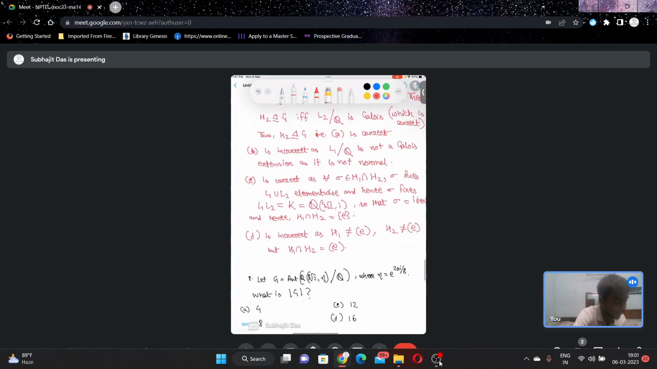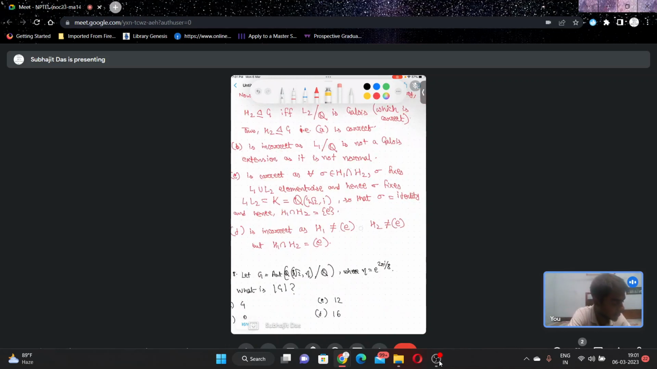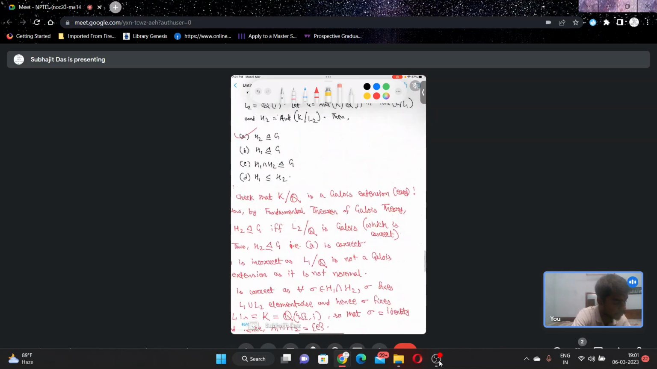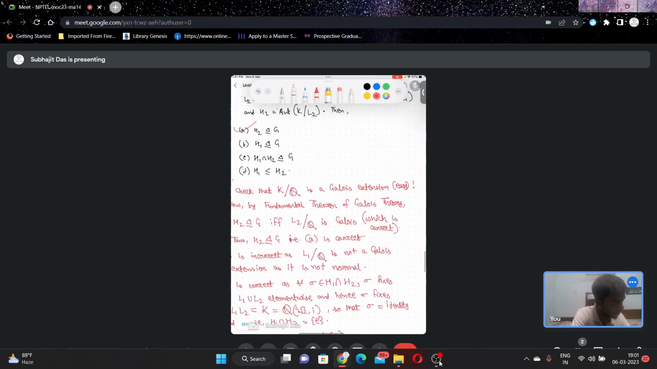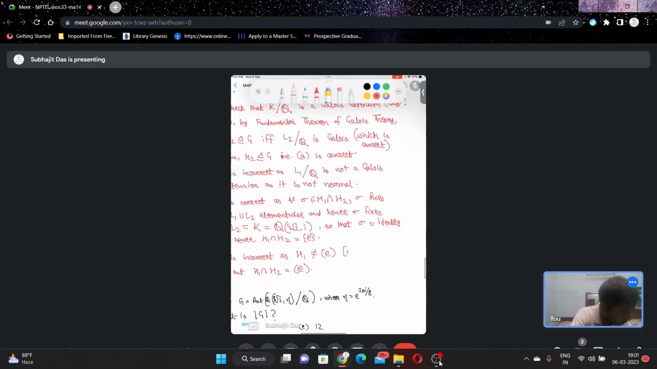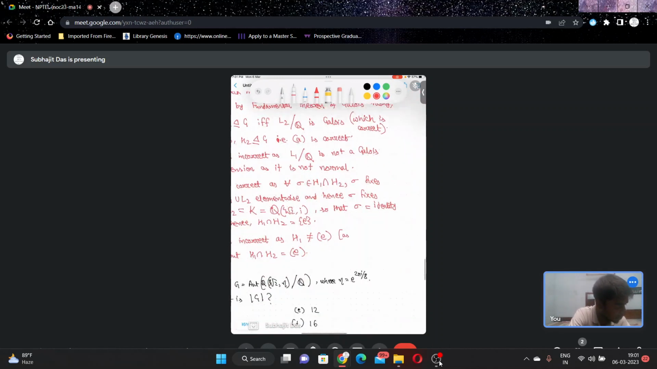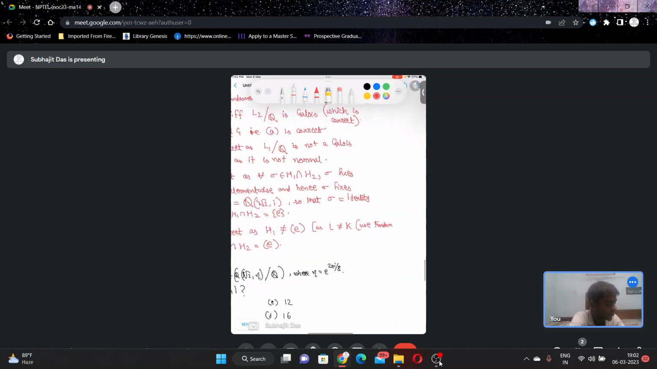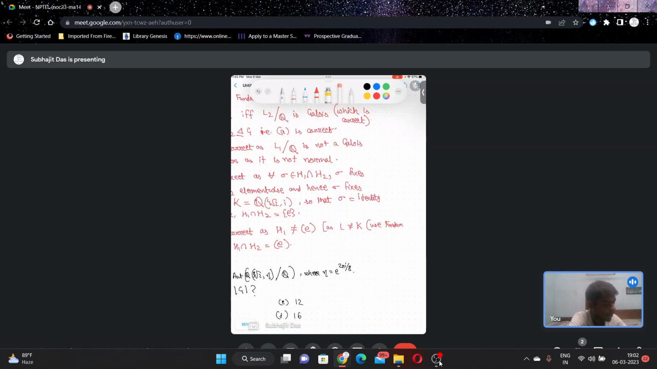So maybe I'll just write down the reason behind this. So H1 is non-trivial as L1 is not equal to K, right? So use the fundamental theorem again, and by the fundamental theorem.